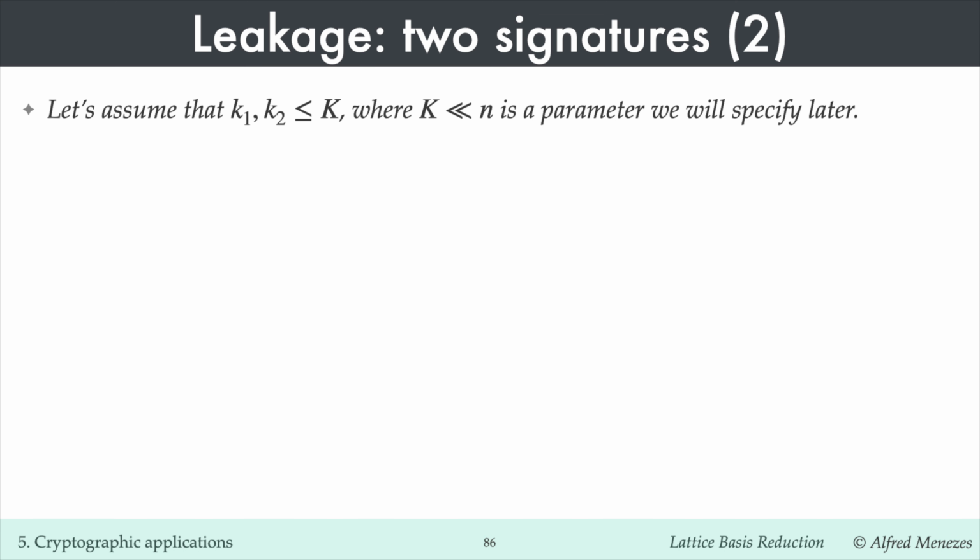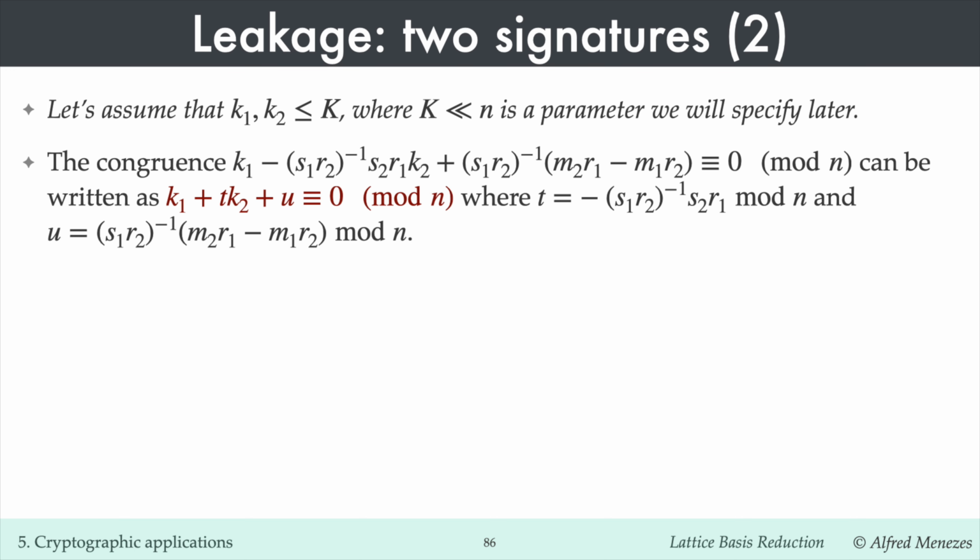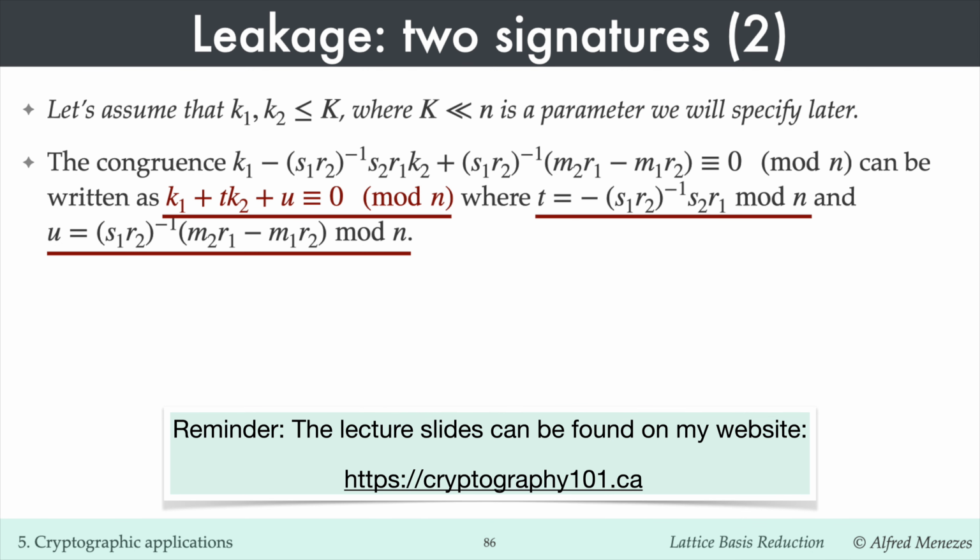We'll assume now that k1 and k2 are upper bounded by some number capital K, which is quite a bit smaller than n and known to the attacker. We'll specify K later. By combining terms, the linear congruence can be written as k1 plus t times k2 plus u congruent to 0 modulo n, where t and u are these quantities, which can be computed by the adversary. You can check this for yourself.